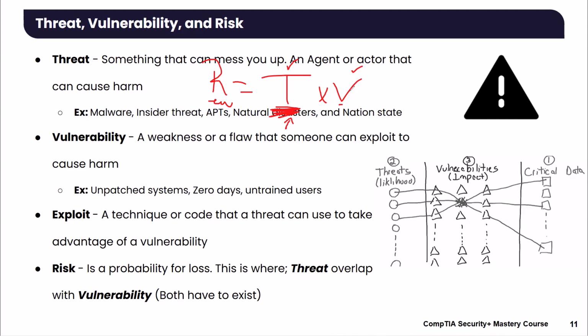But here's the tricky part. I just mentioned 0 days. So going around and saying we're not vulnerable, you're wrong, because there are vulnerabilities that you don't even know exist in the first place.